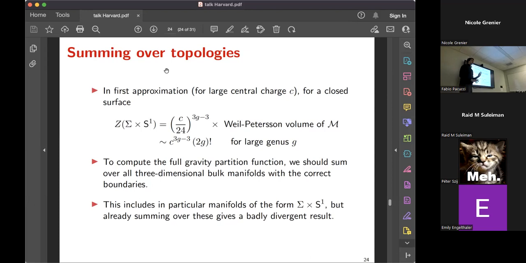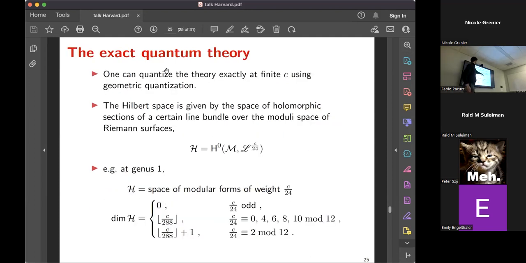Here you should think of the positions as being Z and the momenta as being Z bar, roughly speaking, because this is a complex, actually Kähler space, this moduli space. If you say that your wave function depends holomorphically on Z, the correct way of saying this is that it's a section of some line bundle over moduli space. And maybe some of you know that at genus 1, this is a very famous object, because it just says that the Hilbert space consists of modular forms of weight C over 24.